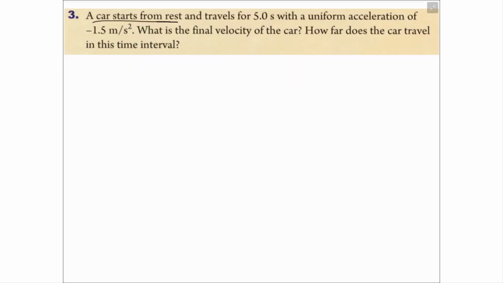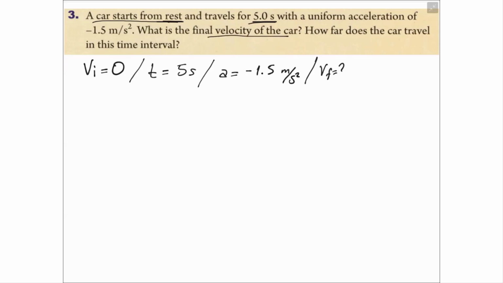A car starts from rest. If the car or an object starts from rest, that means initial velocity must be 0 and travel 5 seconds with a uniform acceleration. That means time is 5 seconds, and the acceleration given negative 1.5 meter per second square. And it's asking what is the final velocity of the car. That means what's the v final. Then it says how far does the car travel in this time interval. That means it is saying what is the x.